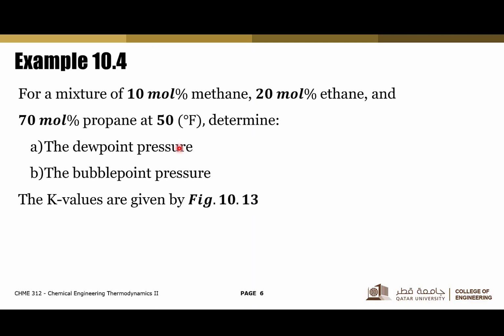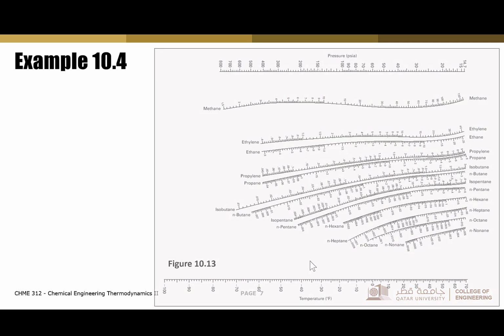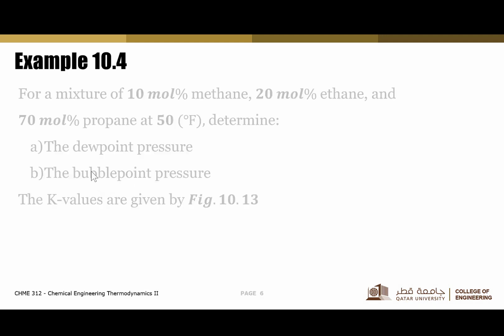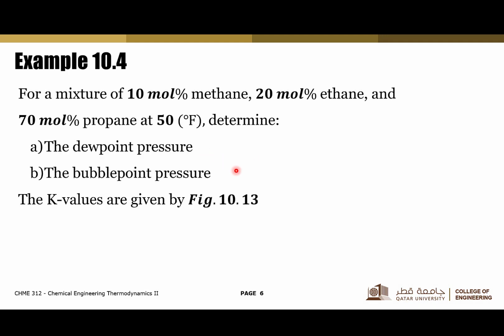All right, so we have an example here for a mixture of 10 moles methane, 20 moles ethane, and 70 moles propane. So we have a 3-component system, and the temperature is 50 Fahrenheit. We want to determine the dew point pressure and the bubble point pressure, and the K values are given by figure 10.13. The next page here is figure 10.13. So we don't know the pressure, but we know the temperature.